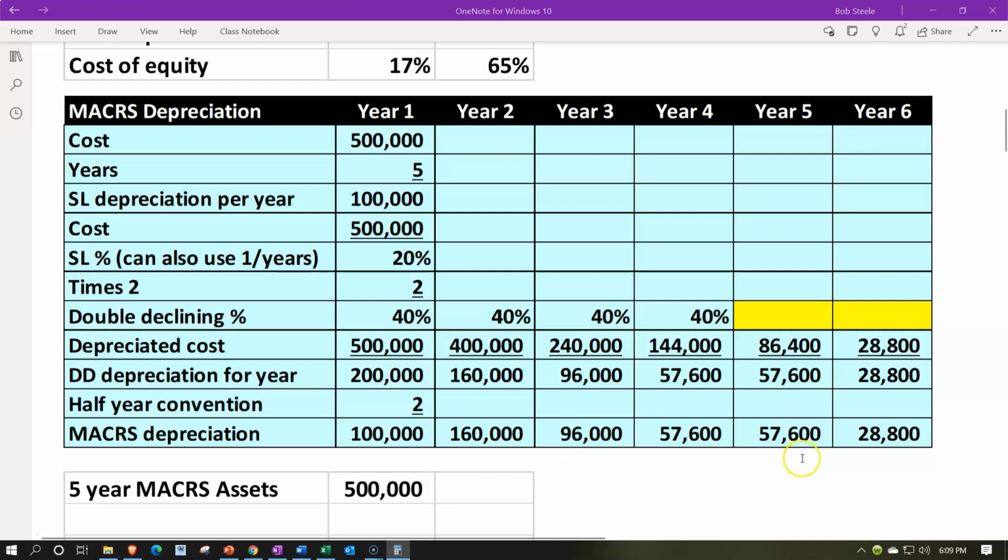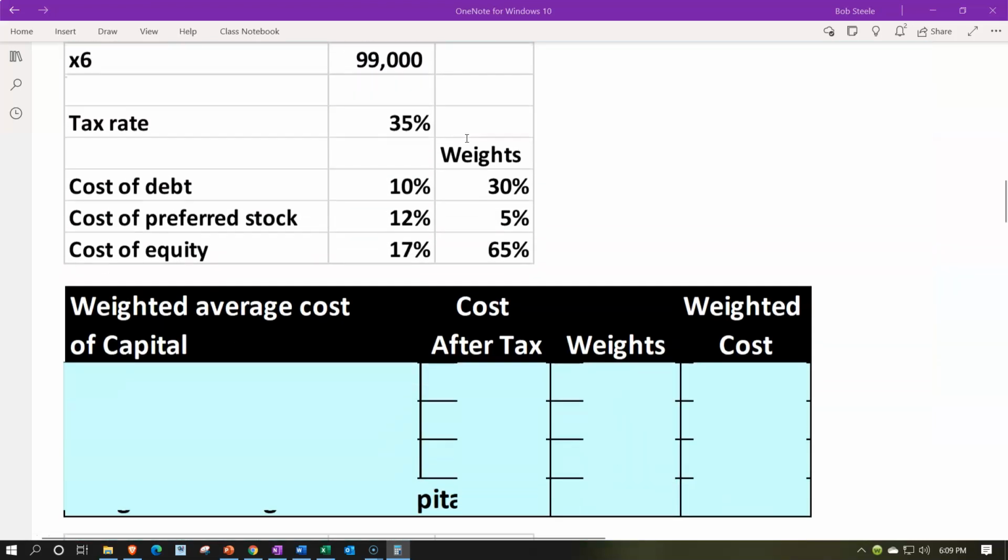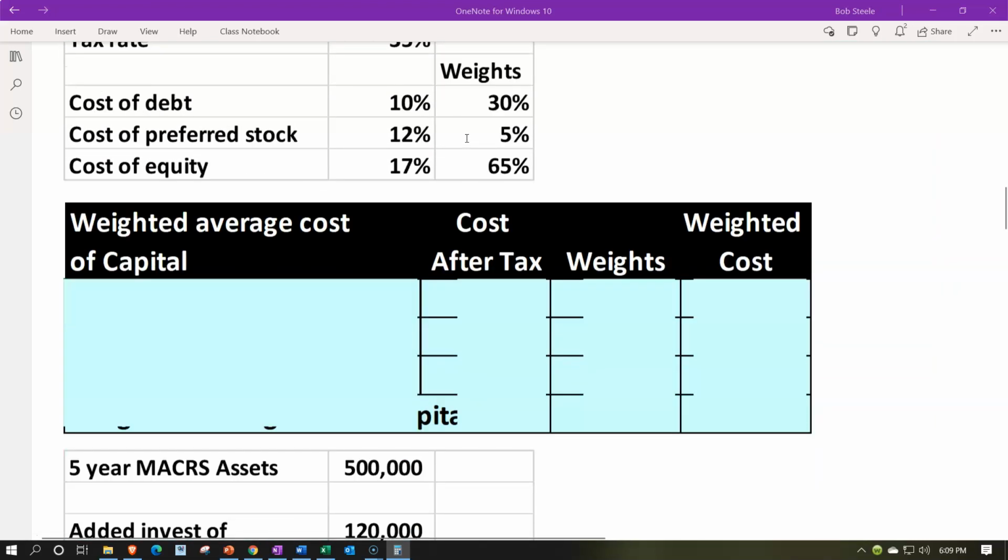This is the period at which we get the tax benefit, even though the cash went out up front. So now we're going to do the weighted average calculation. This will give us the discount rate that we're going to use when we do our present valuing. So we'll take the information we're given, the cost of debt, the cost of preferred stock, the cost of equity, and the weights, and use that to calculate our WACC, weighted average cost of capital, which we'll use as our discount rate.